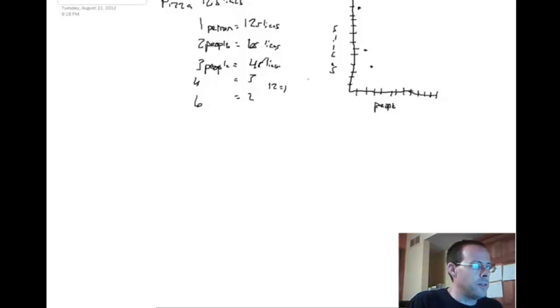Okay, so let's plot these. So 4 people could have 3 slices, 6 people could have 2 slices, and 12 people could have 1 slice. All right, so if we connect our dots, let's see if I can do this, we kind of get a graph that looks like this. Okay? We're going to come back to that in a second.